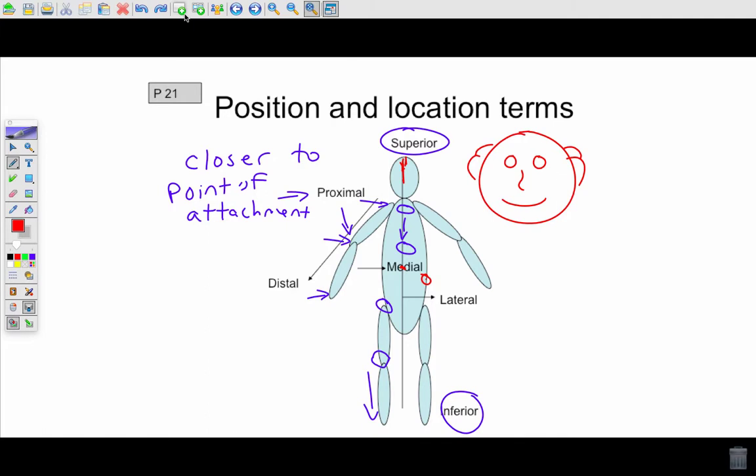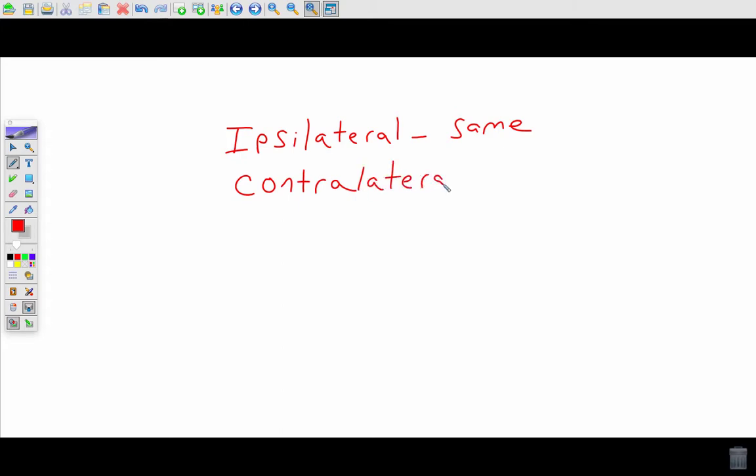Okay, I have to add two other ones here. We have ipsilateral and contralateral. I'm actually going to open up another page for that. Okay, so ipsilateral means on the same side. So your left arm and left leg are ipsilateral. Contralateral means on opposite sides.